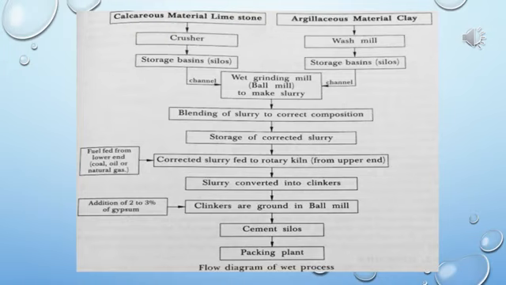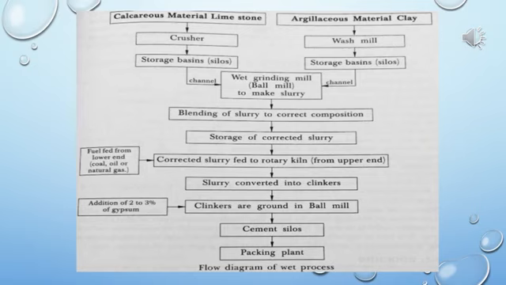Now that slurry is fed into the blending silos where it is blended to the correct composition. What it means is that here the composition of slurry is checked. If there is need of any kind of raw material like limestone or clay, then it is added. After that, the correct composition slurry is stored in the storage silos. Now it is fed into the kilns, where, as you know, heat is produced and that slurry is converted into the clinker.